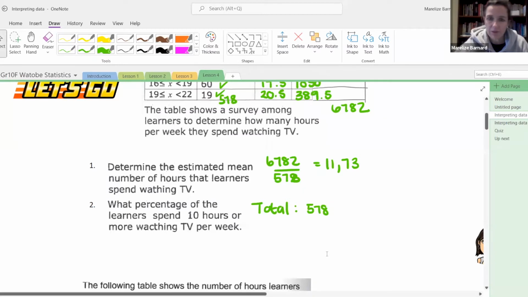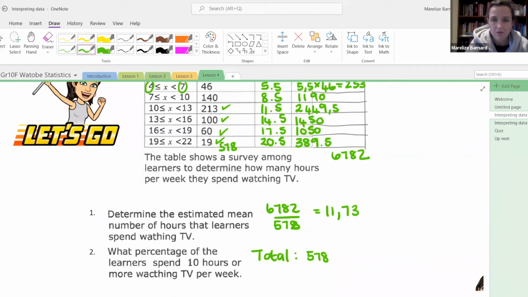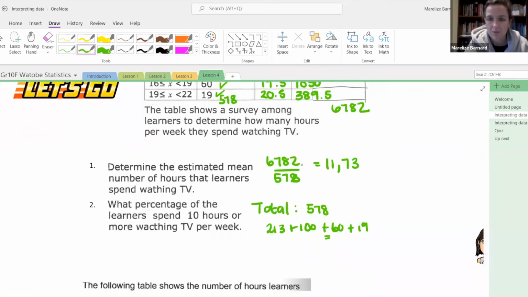Okay, so what everyone is saying is we need to add all the lines from 10 hours upwards. So we go 213 plus 100 plus 60 plus 19. And that gives me 392. And I think that's what Alwaba said, 392. Now to get the actual percentage, pop it in the chat if you've worked it out. I see there are a few people who have worked it out. Well done.